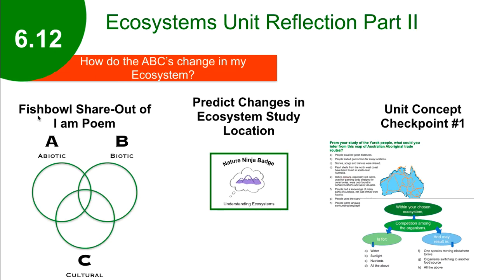In 6.12, students present their IM poems in a fishbowl share-out. While other students are presenting, the audience can categorize what they hear into the A, B, Cs. Next, students are going to look at their own ecosystem study location and predict how it's going to change throughout the seasons. And that will earn them their Nature Ninja badge in understanding ecosystems.